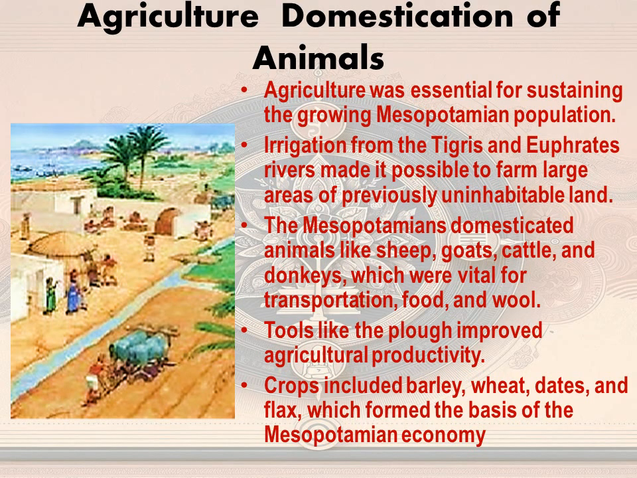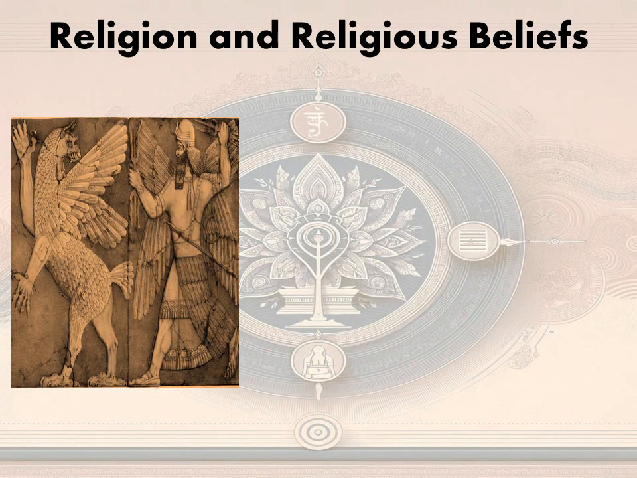So these are the crops which used to be cultivated, and these are the things which people in Mesopotamia used to eat. Now, religion and religious beliefs.